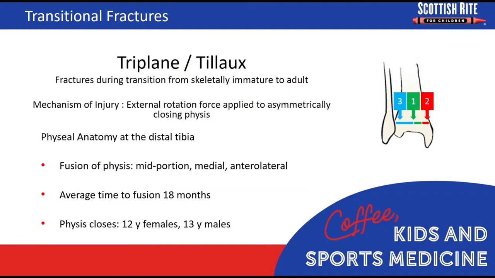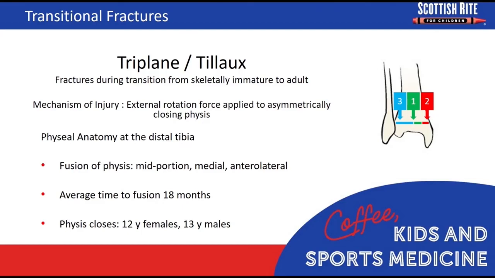And then we're going to finalize with the triplanar Tillaux fractures, which are called transitional fractures. These are fractures that happen at the end of growth, so later adolescence. The mechanism of injury is external rotation applied to an asymmetrically closing growth plate. When the growth plate of the distal tibia closes, it closes in the middle, and then medial, and then lateral. So when an external rotation force is applied, the anterior tibiofibular ligament tears the epiphysis this way.